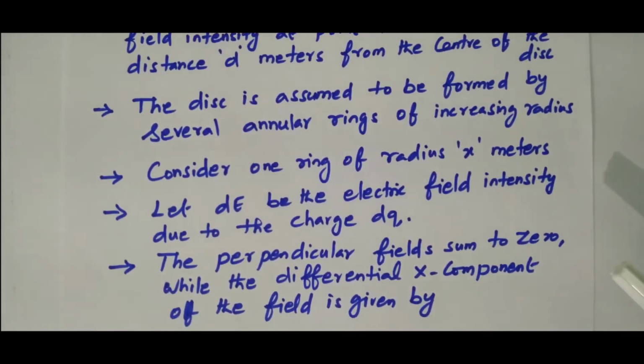Another important point is the perpendicular field is 0. If we consider any object, the perpendicular field, that is the vertical component, will be 0. Only the differential x component is available. X component means horizontal component. Horizontal component equals total component multiplied by cos theta. Vertical component equals total component multiplied by sin theta. So here the vertical component is 0, and only the horizontal component is available.